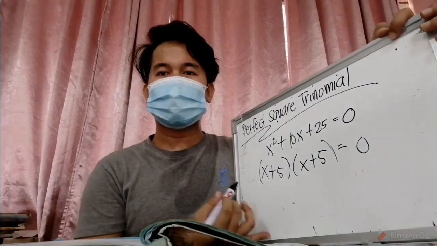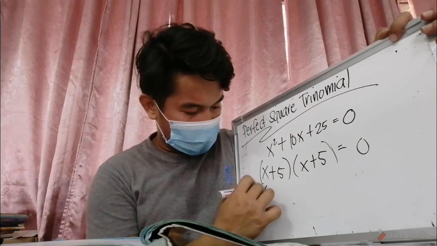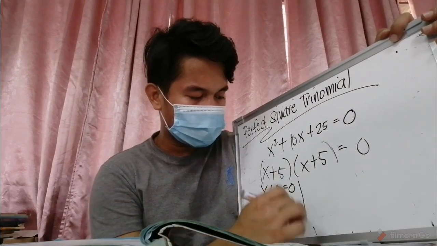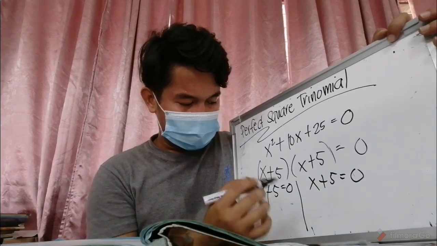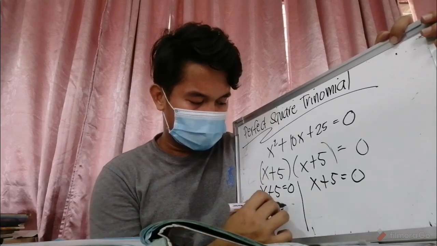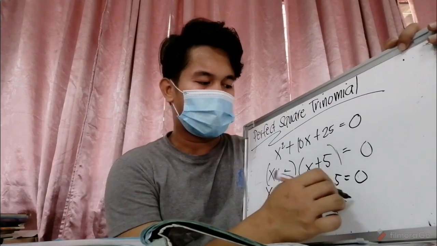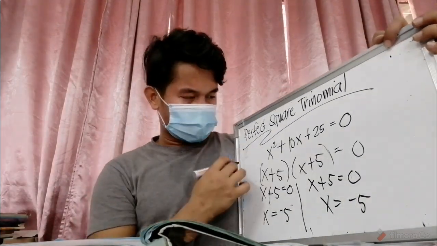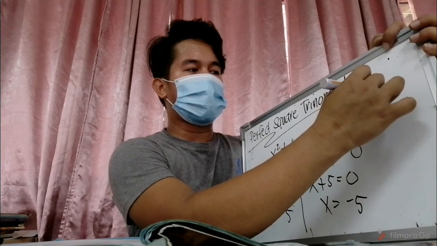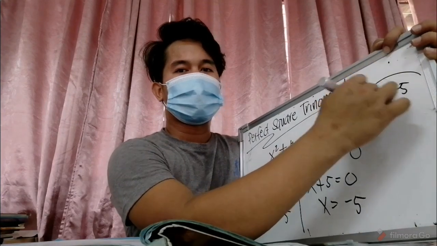Okay, so using zero product property, we have x plus 5 equals 0, x plus 5 equals 0, and transpose, we have x equals negative 5, x equals negative 5. So therefore, our roots are negative 5 and negative 5.